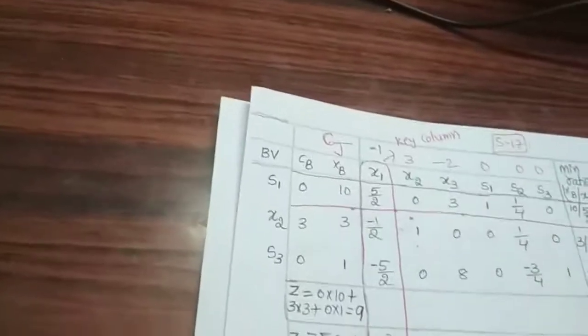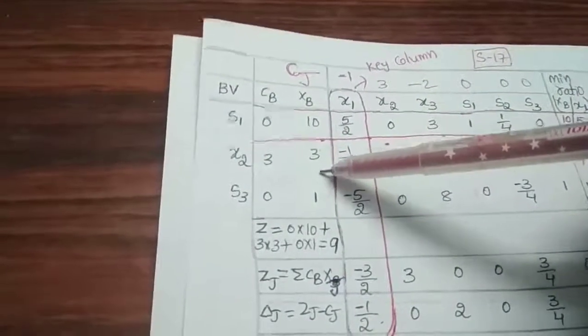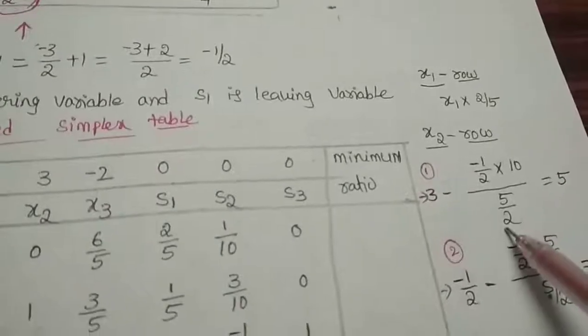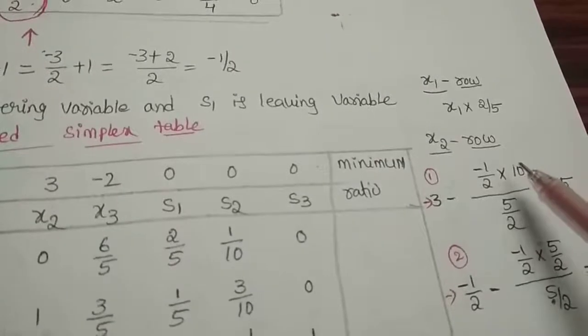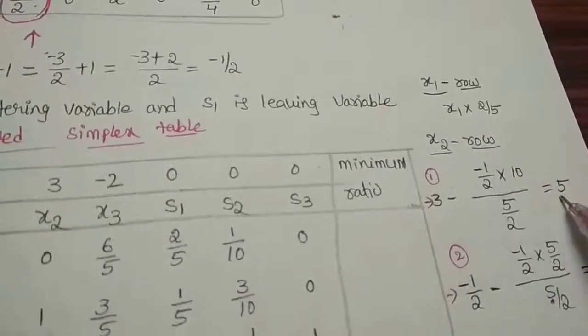Here we calculate the value for 3. The value is calculated as 3 minus the corresponding key row element into key column element, that is minus 1 by 2 into 10 divided by key element 5 by 2, that equals minus 10 by 2, that equals 5 into 2 by 5. It is cancelled here. Now we get the value equal to 5.